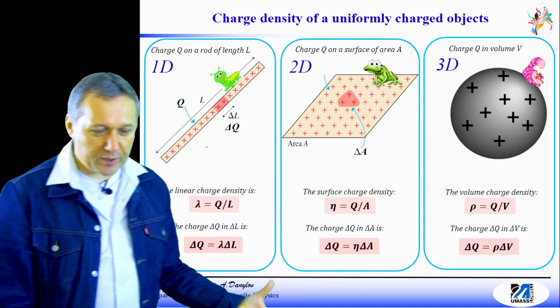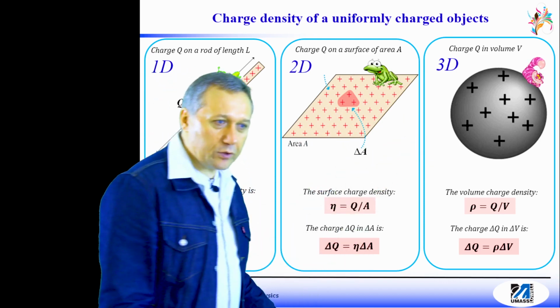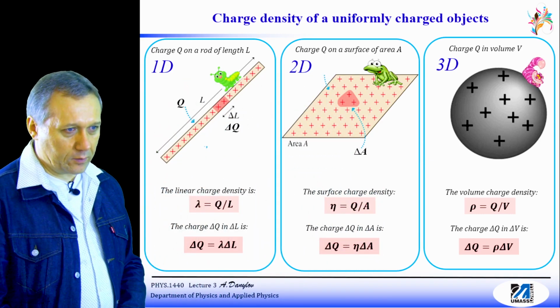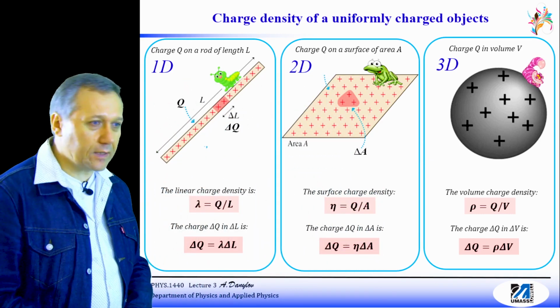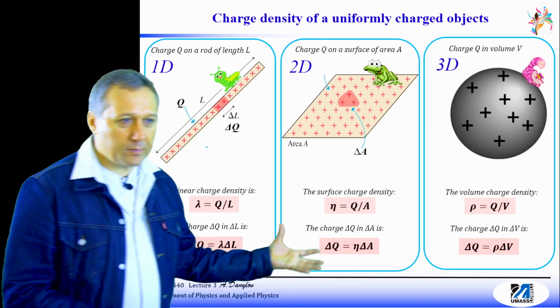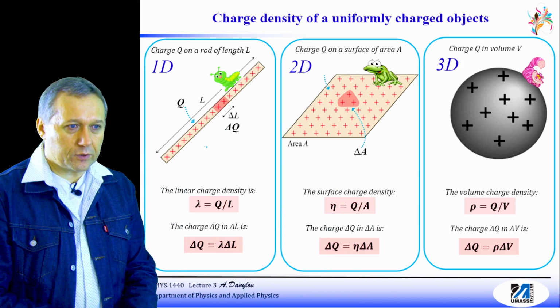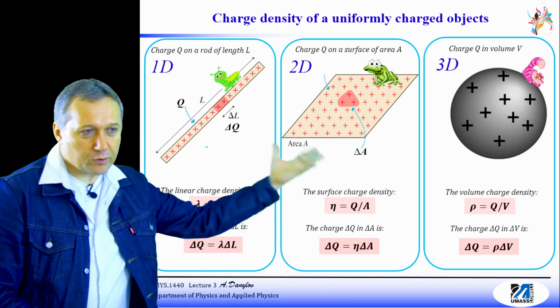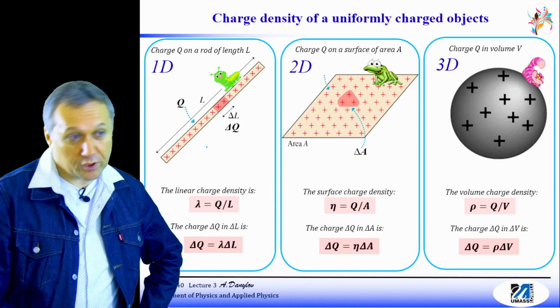We're going to use it, especially when we get to Gauss's law. We will have to use these formulas a lot, right? And still, nevertheless, students make lots of mistakes with finding these densities and the amount of charge in some parts of charged objects.